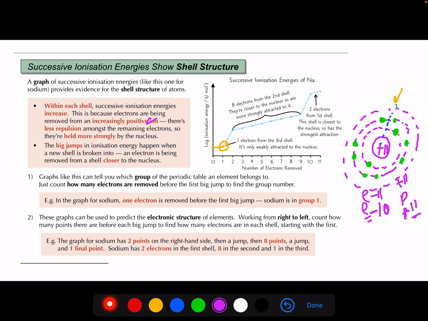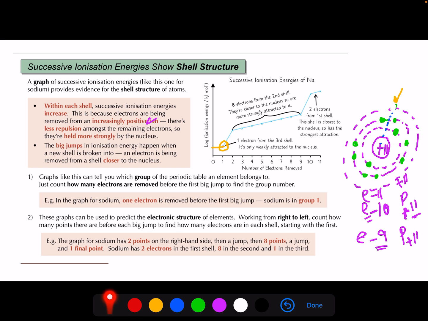After I remove the second electron, the protons are still 11. Still 11 protons inside the nucleus. These are untouchable. But how many electrons do I have left now? Only 9.